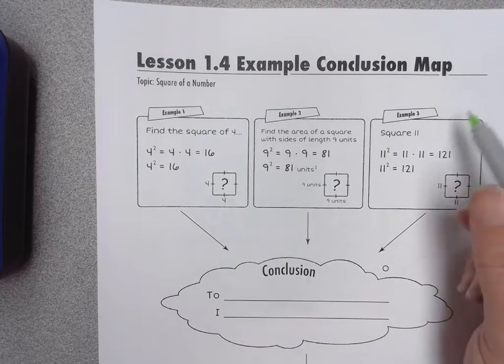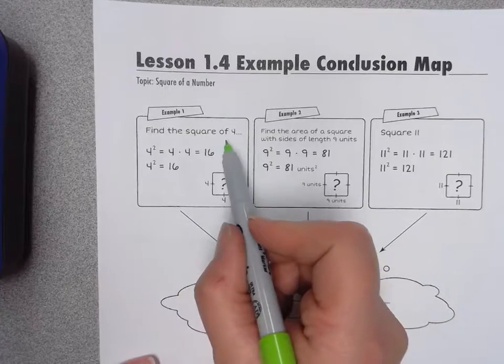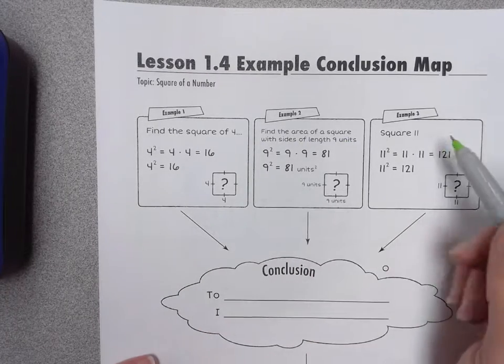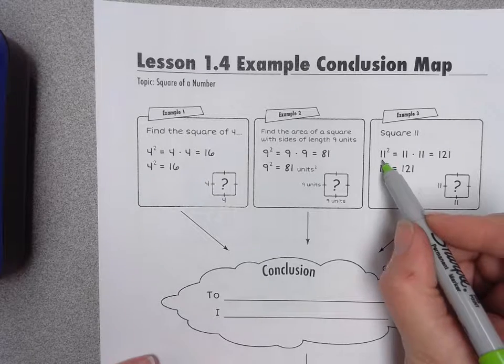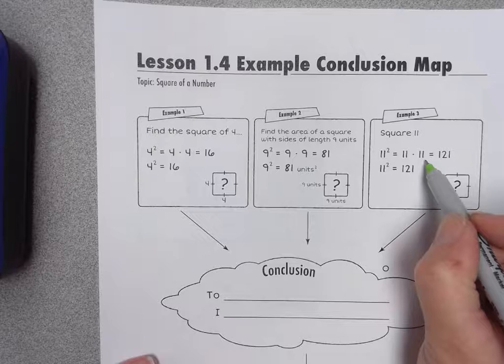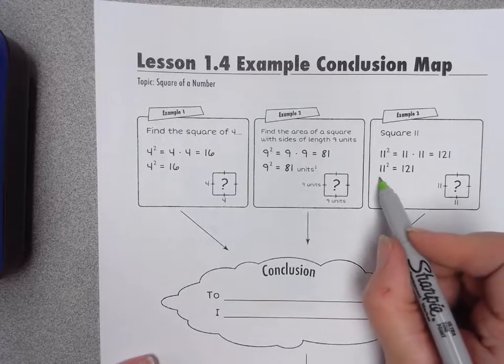Example 3, square 11. So these are all worded a little differently. Square of 4, find the area of a square, and square 11. Well, it looks like they did the same thing. They wrote 11 to the second power, and this kind of looks like that expanded form that we talked about. 11 times 11. Yeah, 11 times 11 is 121. So here they say 11 squared equals 121.